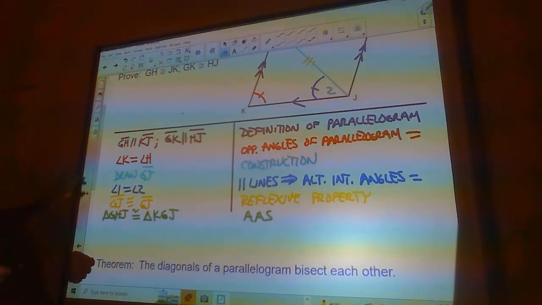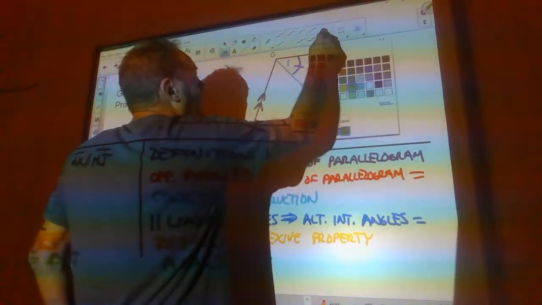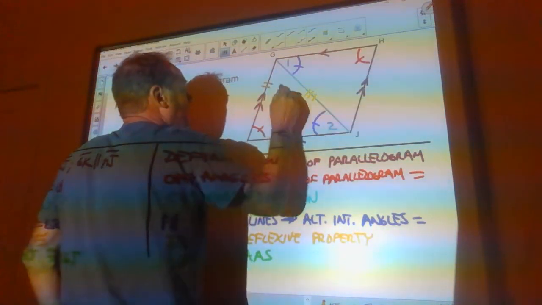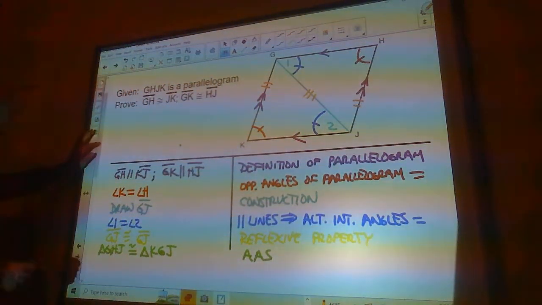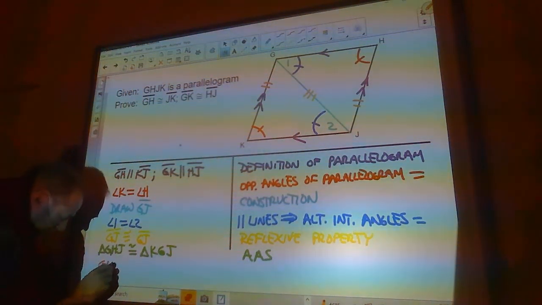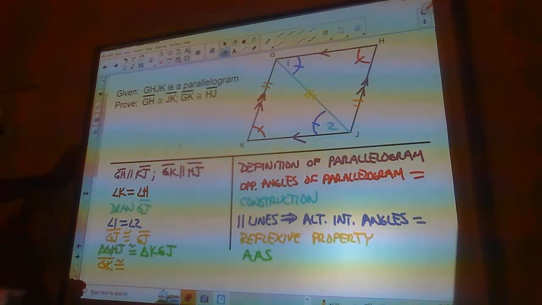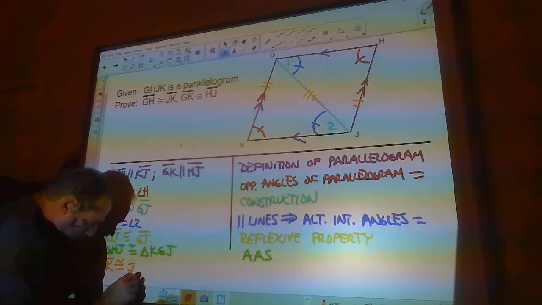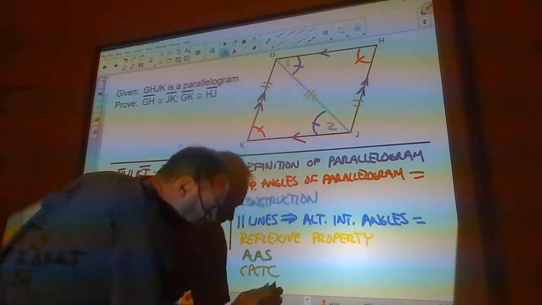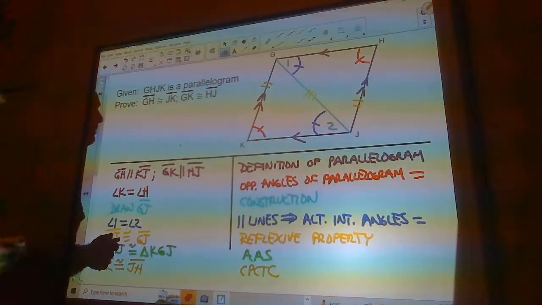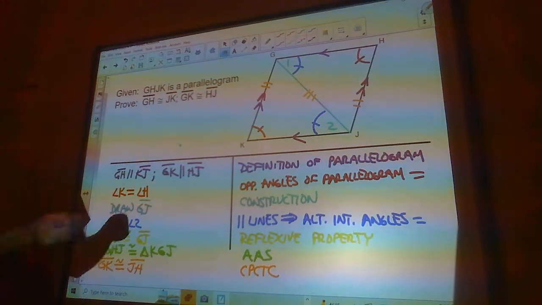And so now I know that this side has to equal this side. So GK is congruent to JH by CPCTC. Corresponding parts of congruent triangles are congruent. And so that's this one.